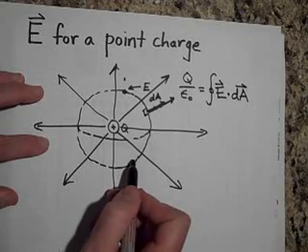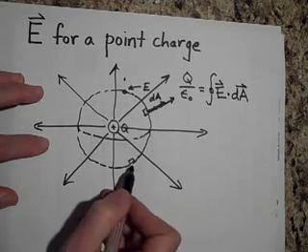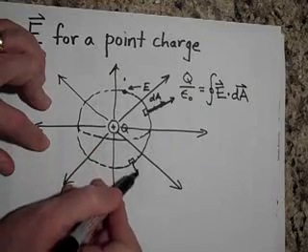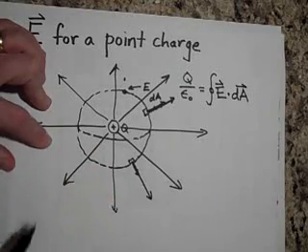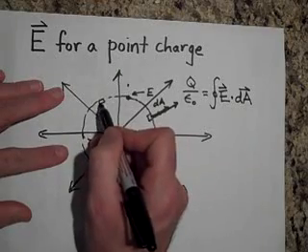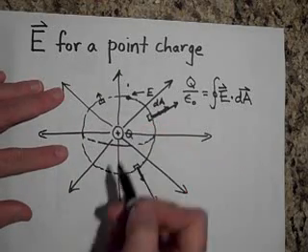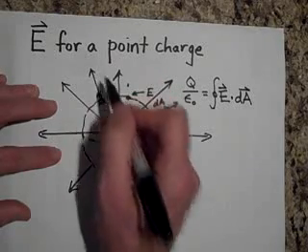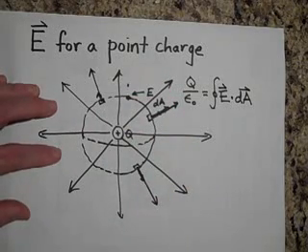Same thing with right here. Here's your dA, and here's your E. And they're parallel to one another. And let's just do one more. Here's your dA. That's the little area dA. And the E is this way. And so they're parallel to one another.